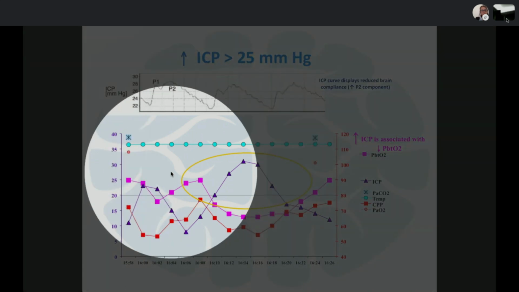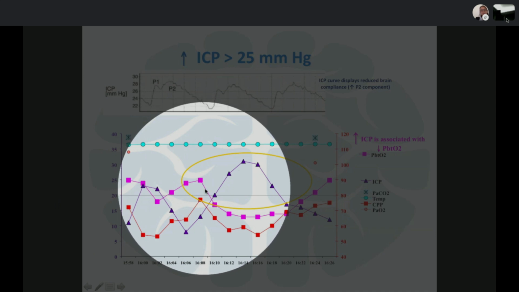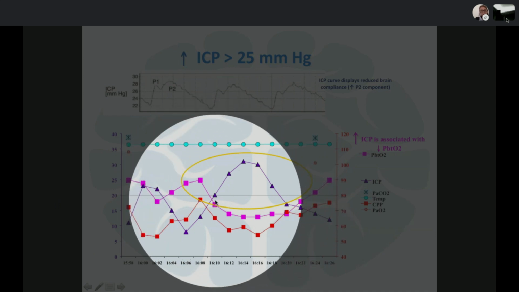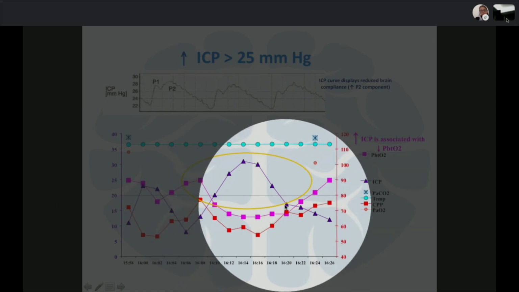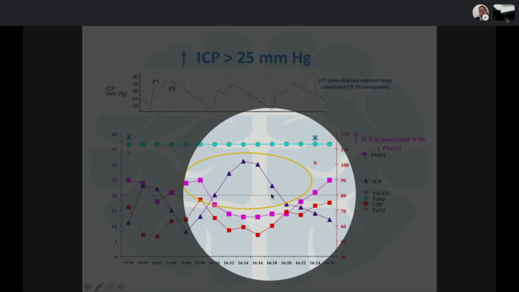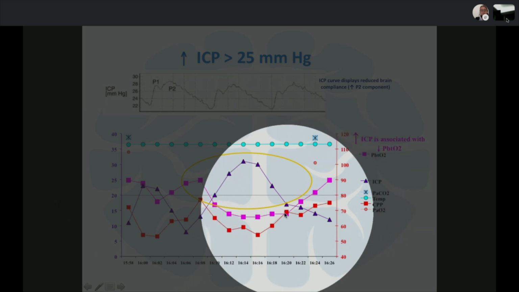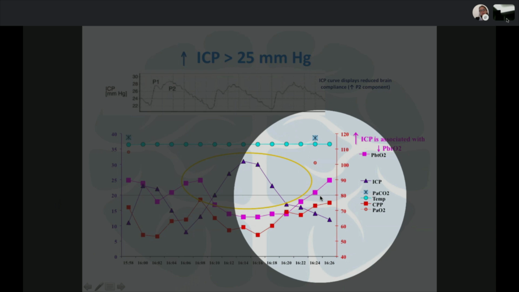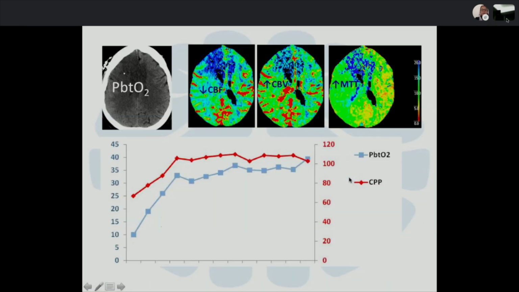So it is above 20, and at some point it drops, and it is very concomitant with the reduction of the CPP. They basically go together, and when you have again a reduction of the ICP and an increase of the CPP, the PbO2 comes back to normal values. So it's strictly correlated with ICP and cerebral perfusion pressure. This is an example, for example, in a patient with subarachnoid hemorrhage.